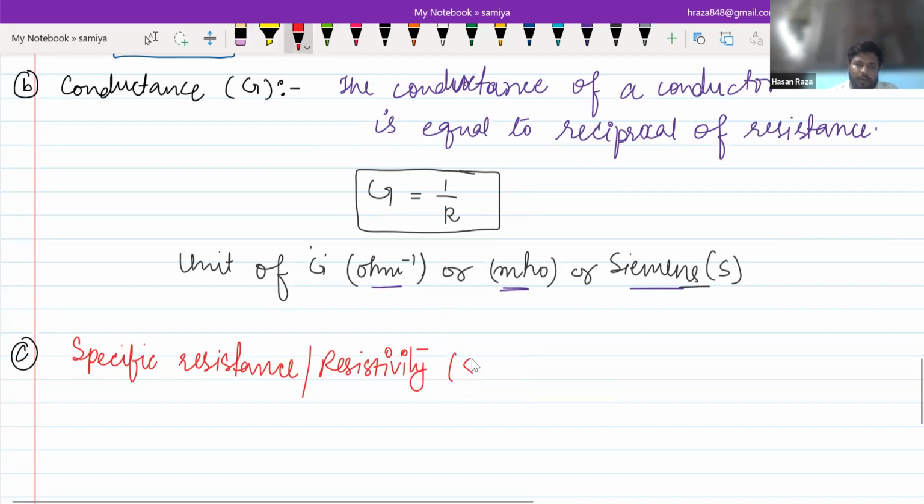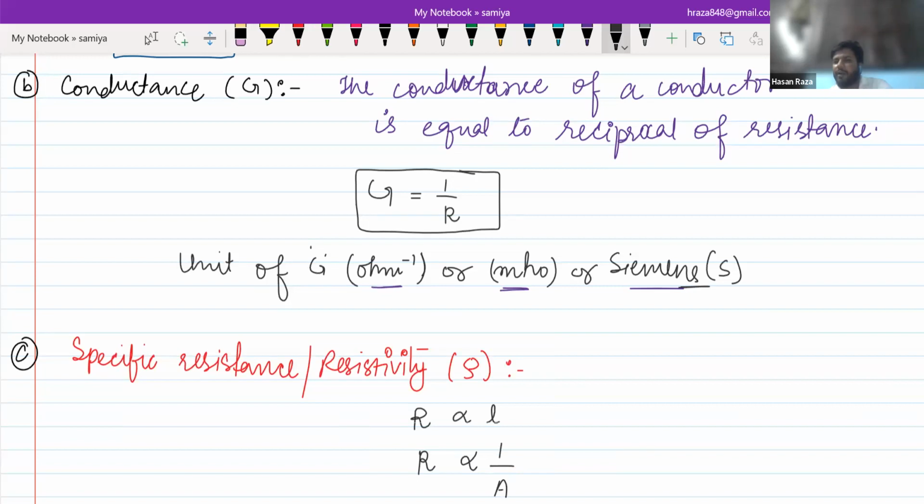We denote it by rho. So how do we define resistivity? According to the concept, resistance is directly proportional to the length of the conductor, and inversely proportional to the area of the cross section of the conductor. If the length of the wire is increased, resistance will also increase. And if the area of the cross section of the wire increases, resistance will decrease. They are inversely proportional to each other.